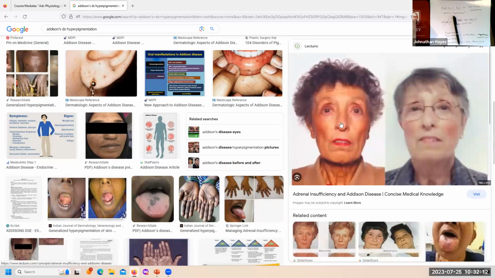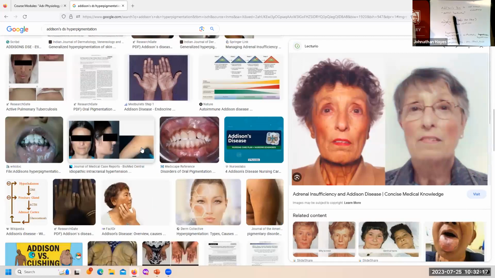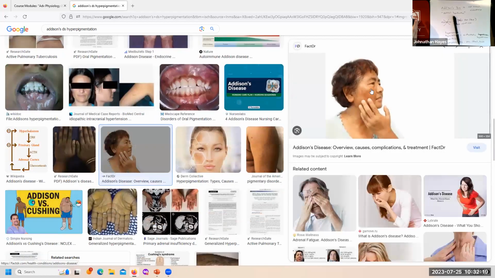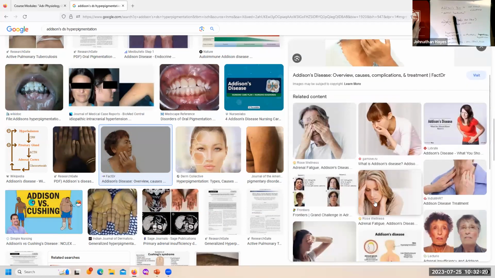So not everybody's going to be bright orange like that, or look like rub on or spray on tan. But usually across the face, you'll be able to see it, and on the hands, you'll be able to see it. That's what's going to give it away. You see that little freckly rash across the face, then that's going to be Addison's. That's how you'll see it most often.